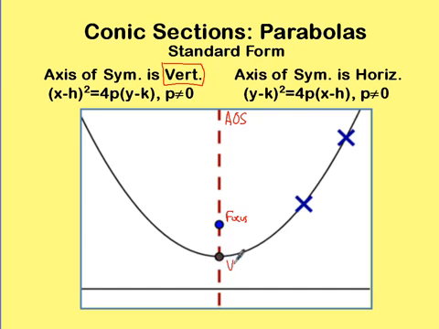This black dot is known as the vertex. This line along the bottom is known as the directrix. And the line that goes through the focus that connects on the parabola is known as the latus rectum.